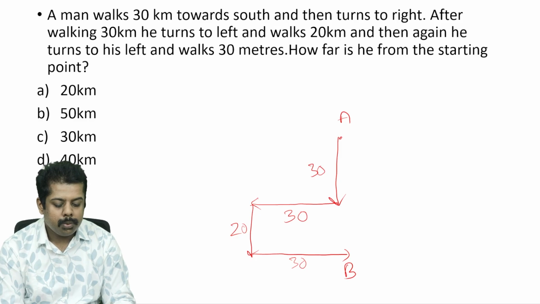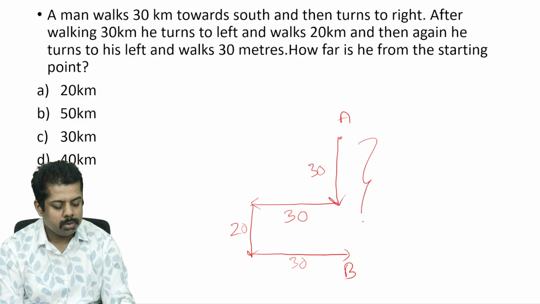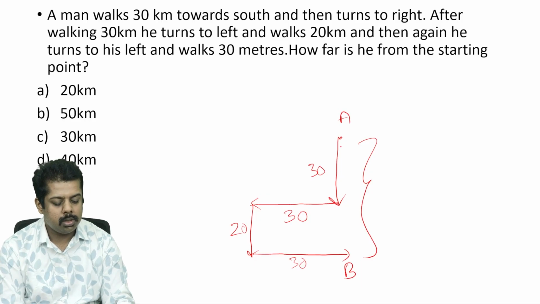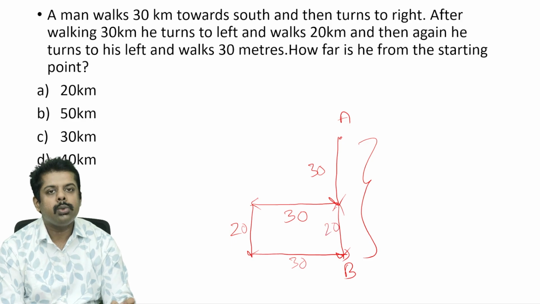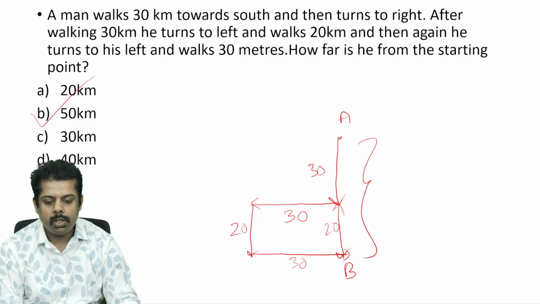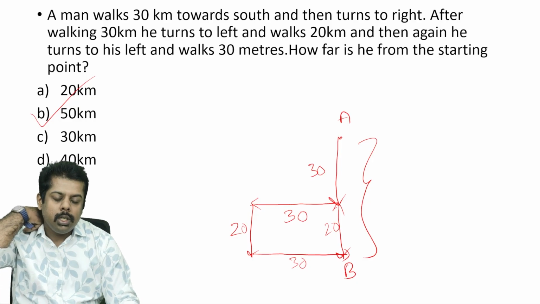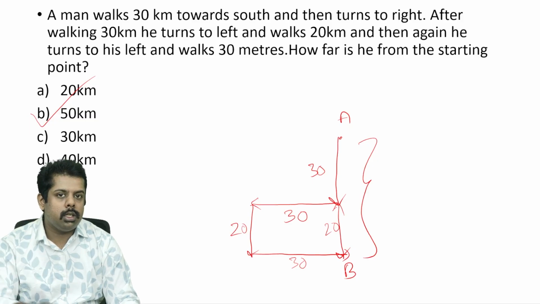Now how far is he from the starting point? So we just see it is right below the starting point. So straight line is the shortest distance here. From here to here it's 30. This distance is basically 20. So 30 plus 20, answer has to be option B, that is 50 kilometers. Okay, so 50 kilometer is going to be the distance between his starting and his ending.